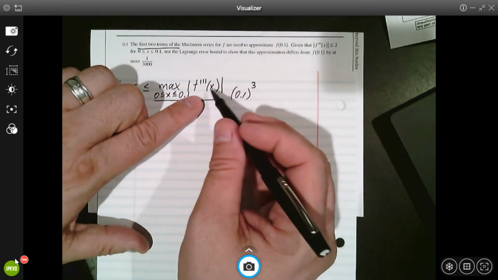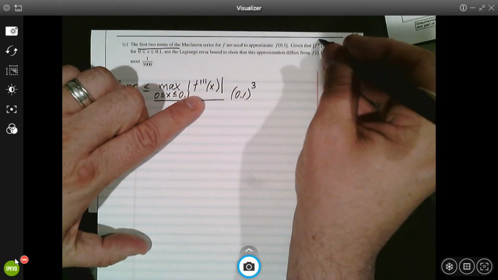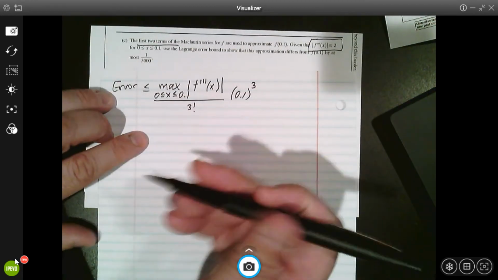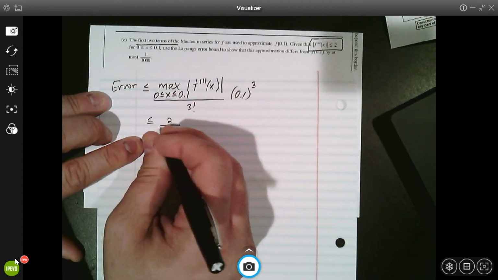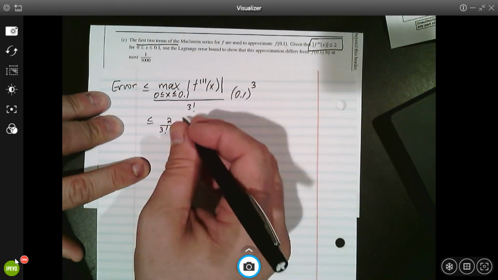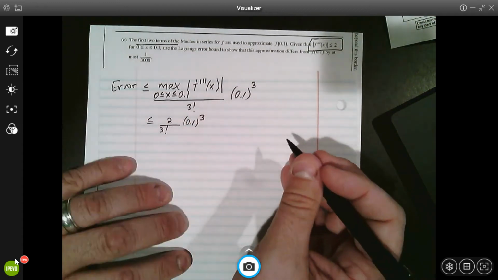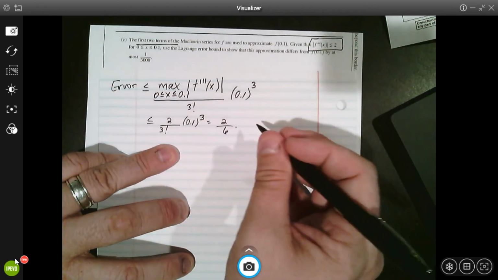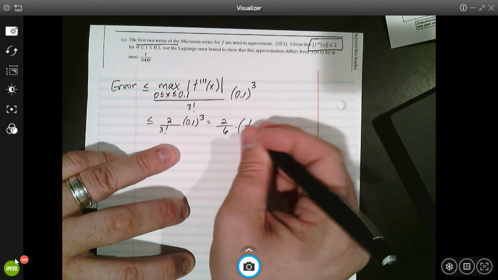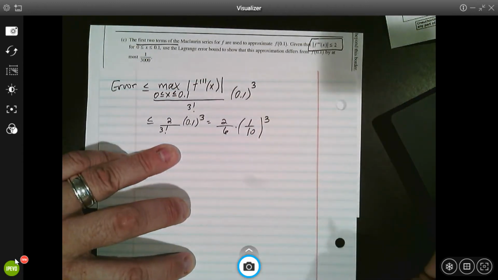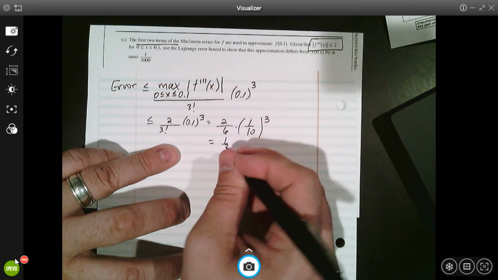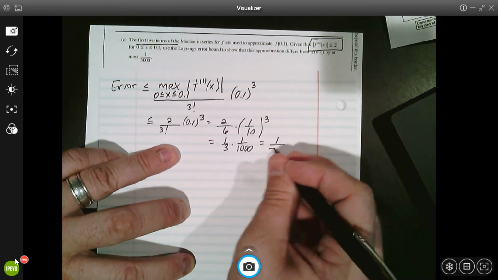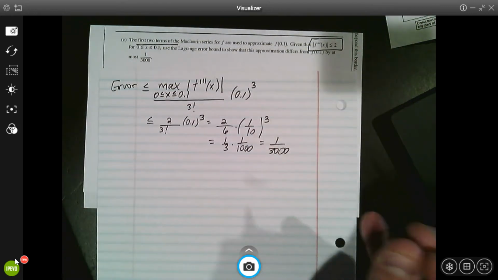What do we know? We know that the absolute value of f triple prime of x is less than or equal to 2 all the time on this particular interval. So this must be true, that this is less than or equal to 2 over 3 factorial times 0.1 cubed. Well, let's keep going. 3 factorial is 6. Now, because this is calculator inactive, I'm going to convert 0.1 into 1 over 10, the fraction form. And what do we get? We get 1/3. 1/10 the whole thing cubed is 1 over 1,000. This is 1 over 3,000.